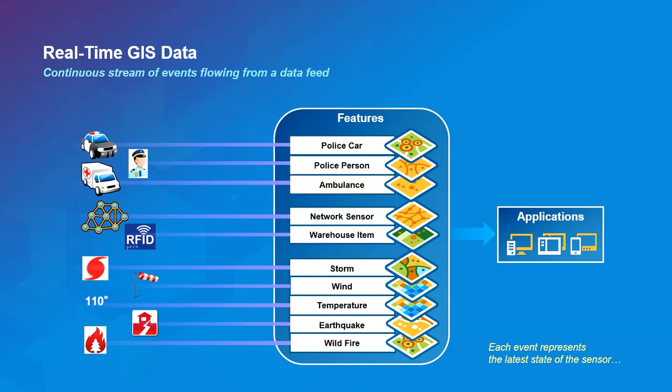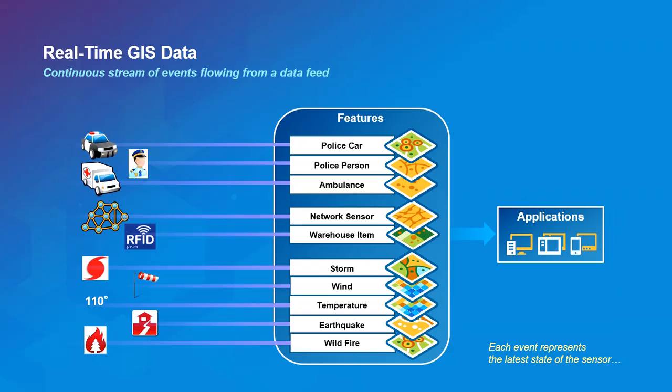There's also a wealth of volunteer geographic information available, especially from federal agencies typically. So in the United States, USGS and NOAA provide a wealth of real-time data that you can consume for additional context in your applications and to provide additional situational awareness. So things like storm, wind, temperature, earthquake, and wildfire feeds can all be consumed in ArcGIS as presumably real-time data. So modeling each of these in ArcGIS is pretty easy.